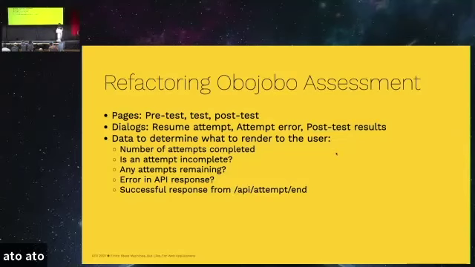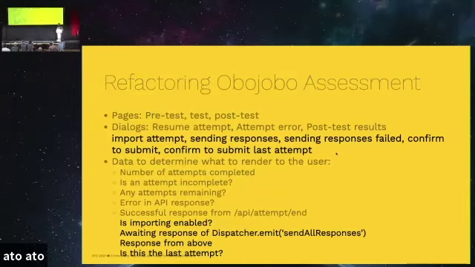Then as time went on, we added a bunch of features and things exploded. So now we have new dialogues. We need to let them import a previous attempt. Because of changes we made to the application, there were new question types, and it resulted in us needing to save the responses and then send them all at once. So we now needed to let them know if it was taking a while that we are currently sending their responses up. Did that fail or did that succeed?